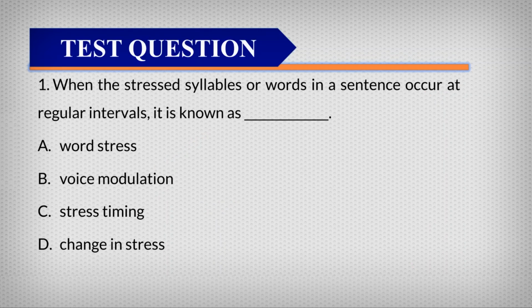Now let's answer some test questions. Question 1. When the stressed syllables or words in a sentence occur at regular intervals, it is known as A. Word stress, B. Voice modulation, C. Stress timing, or D. Change in stress. The correct answer is stress timing, C.